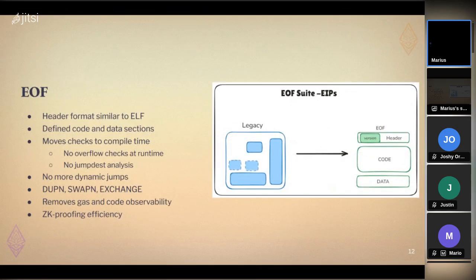The next big feature currently slated for Fusaka is EOF. It introduces newer, more structure into EVM bytecode, basically. It introduces a header format that is similar to ELF, and it defines code and data sections.